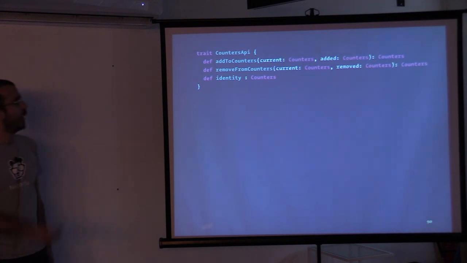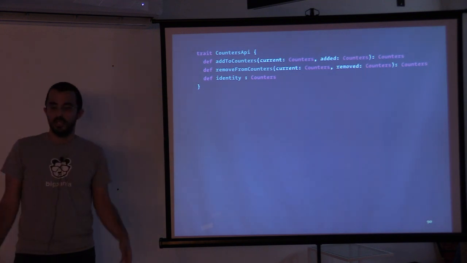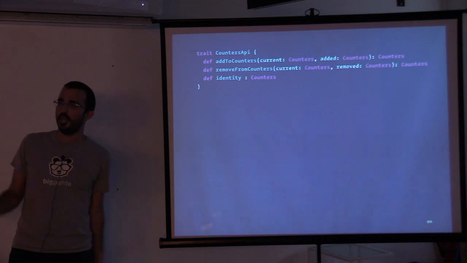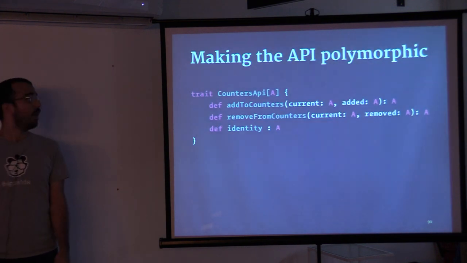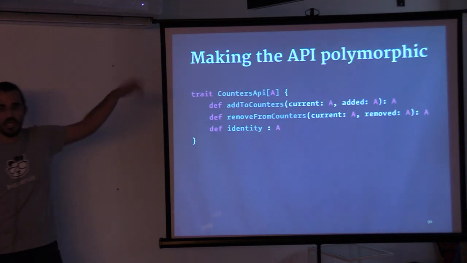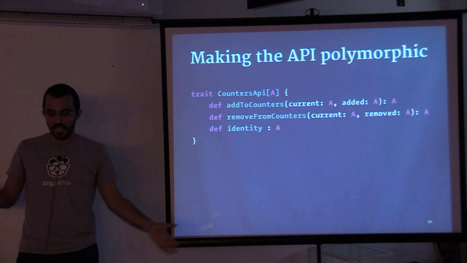Now, if we look at our API, we are seeing only one type in all of our functions. What can we do now? We can push the type to the trait level. We can make the trait polymorphic. So that's what we do next. We are making our API polymorphic. Look here, one type, counters everywhere. Here, only A, it's the same thing, just parameterized. And then we're getting there.